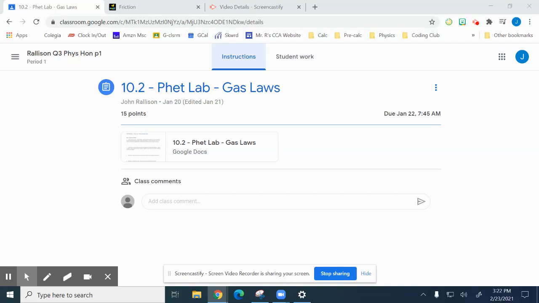Quarter 3 of the 2020-2021 school year. This is the assignment for Honors Physics 10.2, a PhET lab on gas laws. And we're just going to explore the way gases behave a little bit.